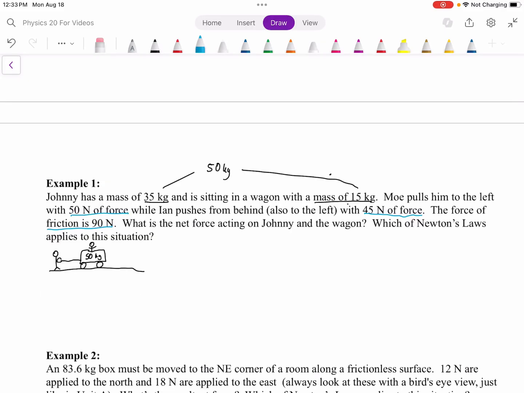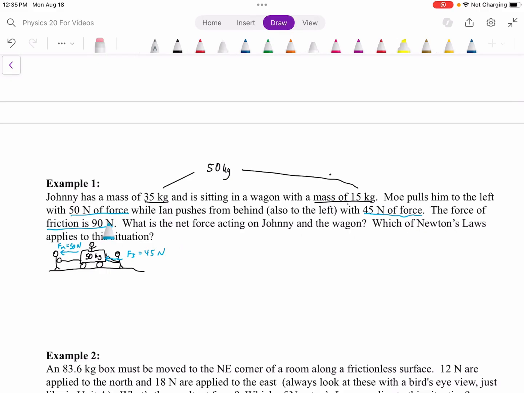Now Mo pulls to the left with 50 newtons of force. So I'm going to call that Fm for Mo. Okay, Mo's force is 50 newtons, while Ian pushes from behind. So I'm going to call that Fi for Ian, right? It's just a force. We can call it whatever we want. I'm going to call it Fi, and it's 45 newtons to the left. Now the force of friction is 90 newtons.